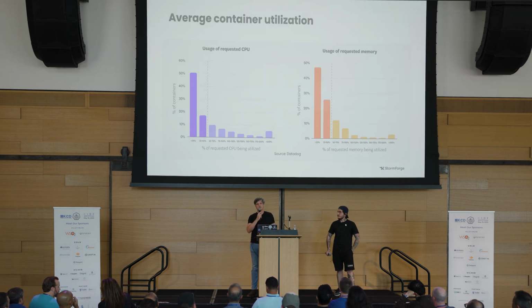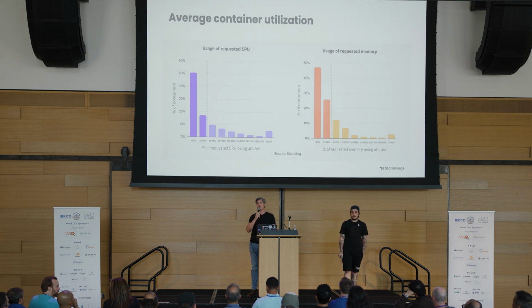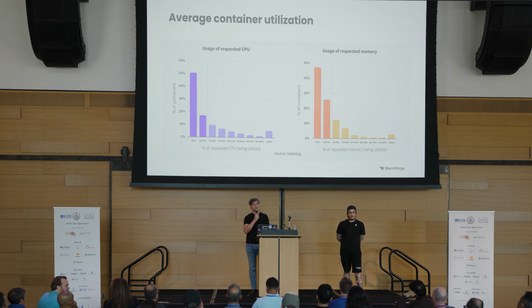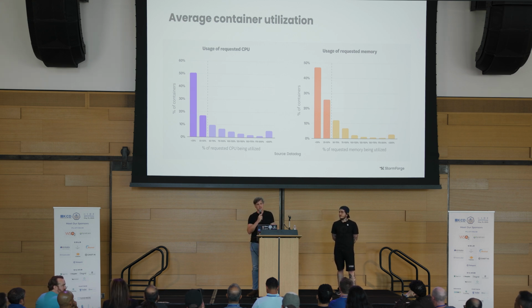However, the dirty secret of Kubernetes is people are horrible at setting these values. I think Jonathan showed this earlier: 50% of containers use less than a quarter of the resources they request, and the other 50% are as likely to be under-provisioned and risky as they are to be the right size. So people do a terrible job of setting this.